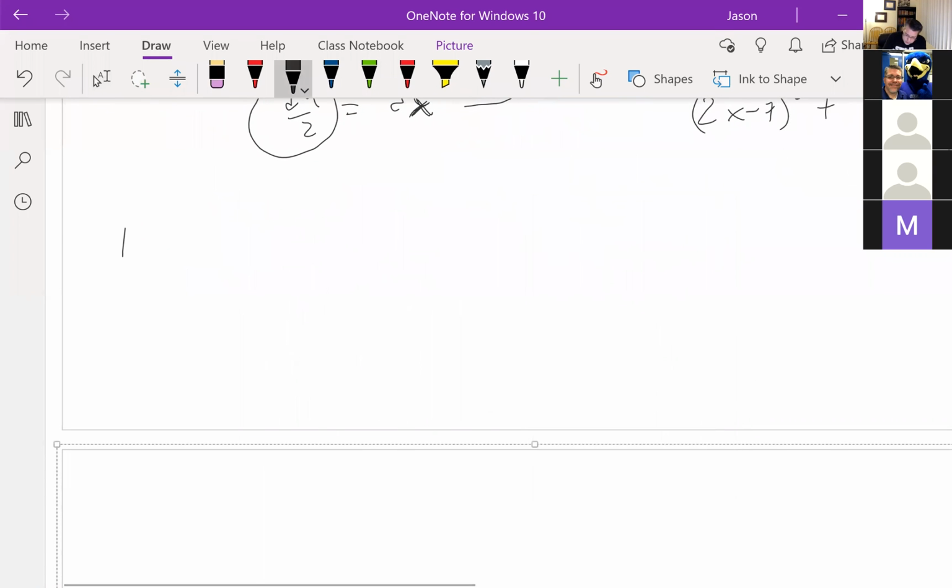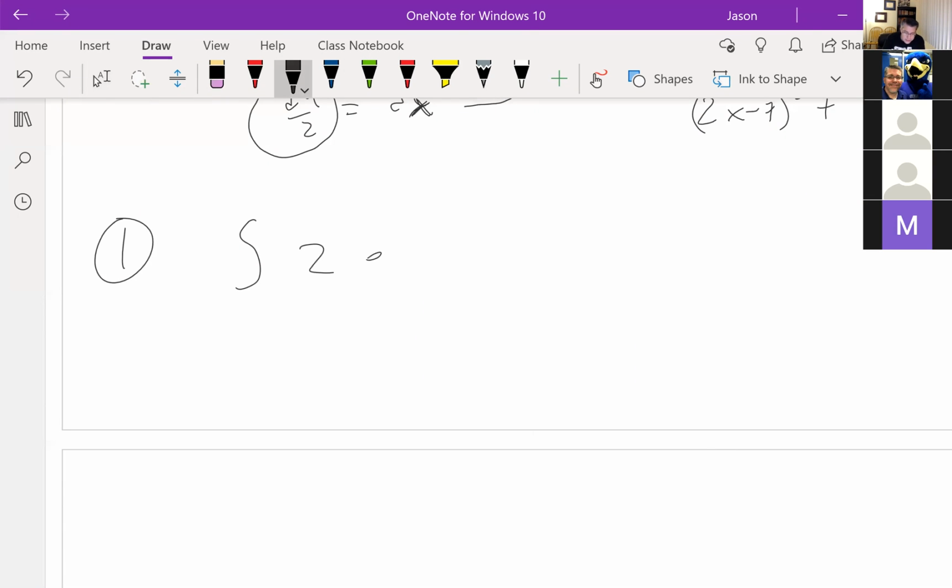Okay, let's do an example here. Example 1. Let's integrate 2e to the x squared dx. So what's u going to be? What's my u of x?